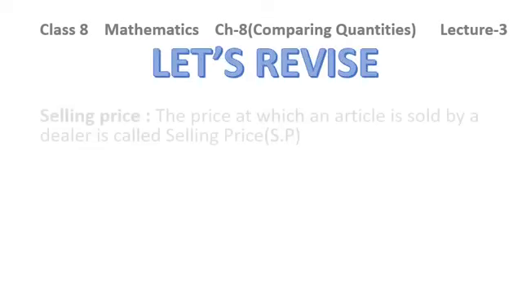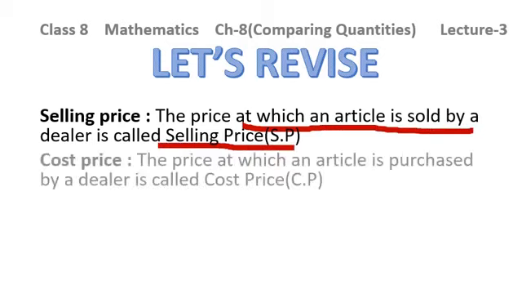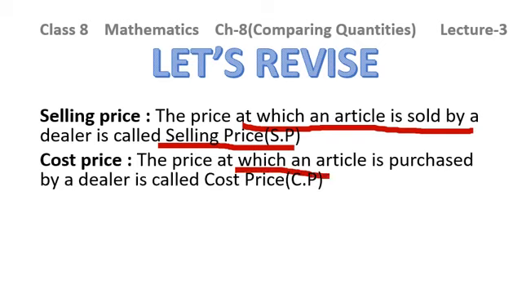Let us revise. Here we have learnt about selling price. The price at which an article is sold by a dealer is called selling price. So what do you mean by a selling price? The price at which an article is being sold by a dealer, this is your selling price, that is SP. Next comes the cost price, the price at which an article is purchased by a dealer is called cost price.